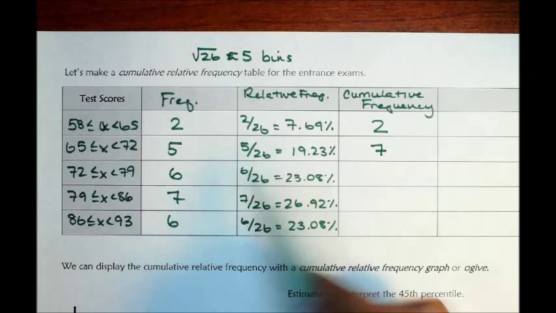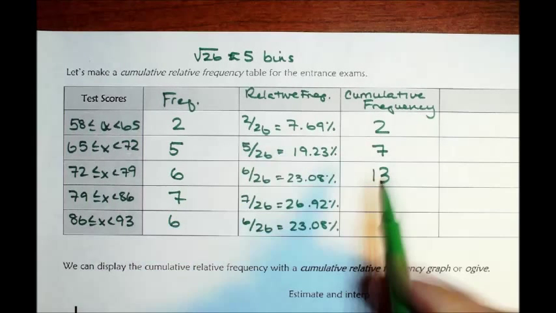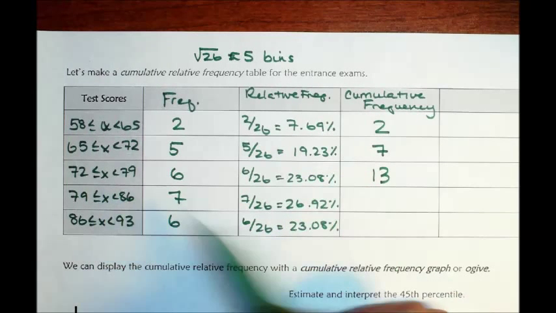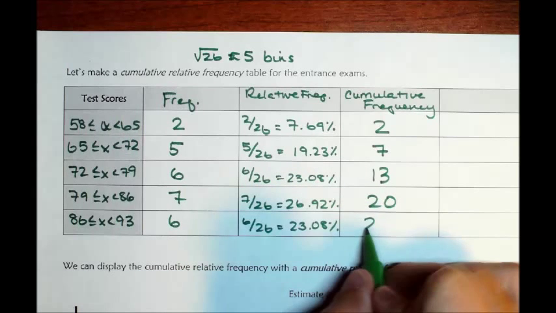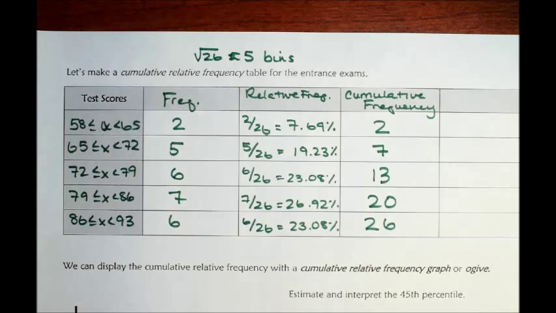The next interval had 7 people in it. That takes our total number to 20. And finally, 6 more people takes our cumulative frequency to 26. Our final number should be the total amount of individuals in the data set.